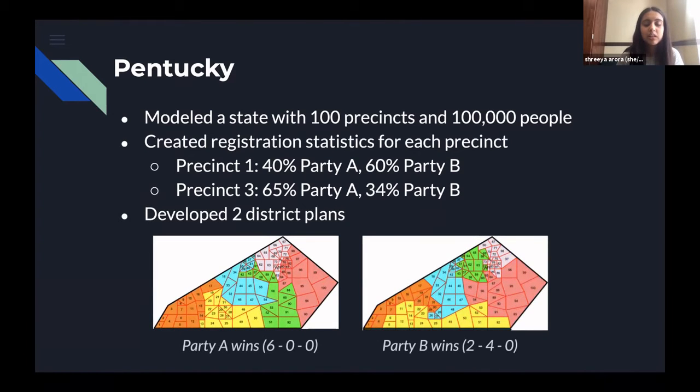And so with the first one, we see that party A is winning all 6 of the districts, which is, as you could see before, and we'll talk more about this later, not as proportionate as it could be. And then we also are looking at districting plan 2, where party B wins 4-2 of the districts. And so we just saw that, and party B is much at a minority. So obviously this is not properly split up.